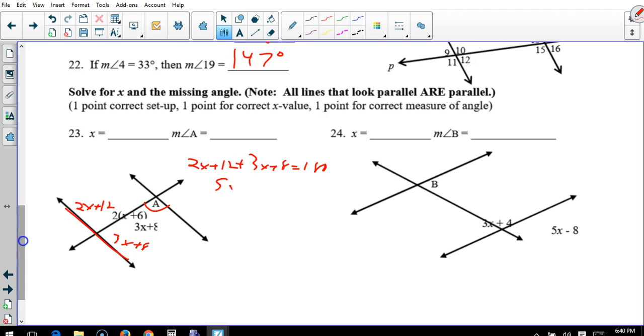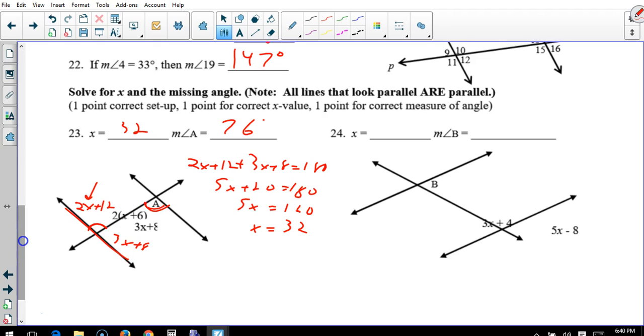If you combine like terms, you get 5x plus 20 equals 180. You subtract 20, you get 160. Divide by 5, you get x is 32. So, angle A, plug 32 in right here. 2 times 32 is 64, plus 12 is 76 degrees.